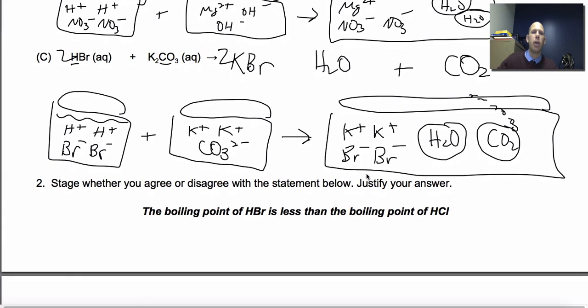All right. State whether you agree or disagree with the statement below. Justify your answer. The boiling point of HBr is less than the boiling point of HCl. False. HBr and HCl are both polar molecules, okay, polar acids. So they both exhibit London dispersion and dipole-dipole forces. There's no H bonding in either of them either. So, because Br is a more polarizable atom than Cl, HBr exhibits stronger London dispersion forces and thus a higher boiling point as well.